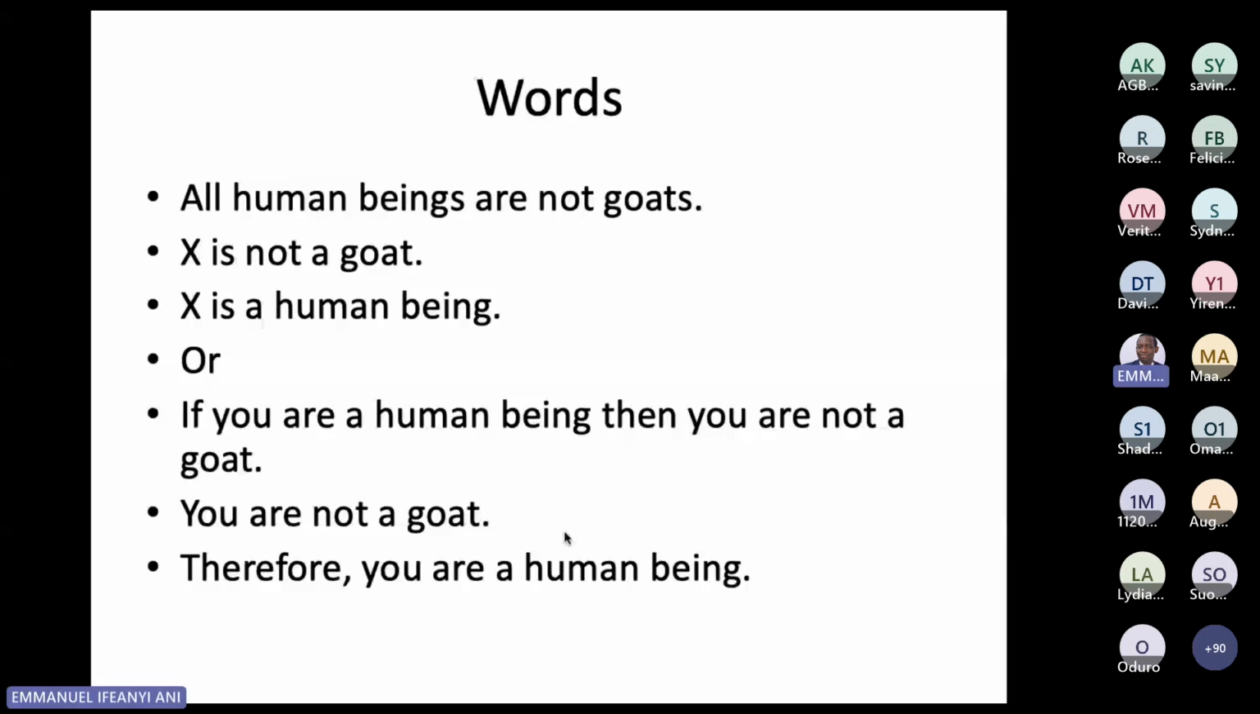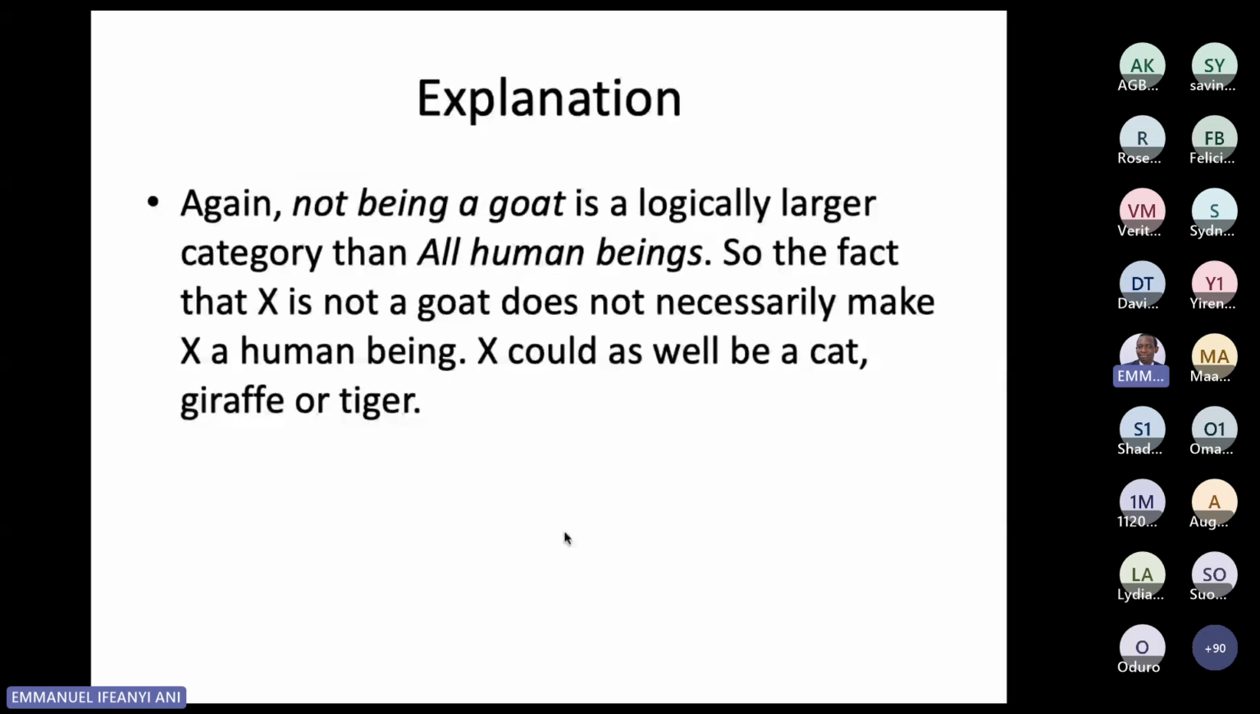So the explanation: not being a goat is a logically larger category than all human beings. Like I told you, the fact that all human beings are not goats doesn't mean that human beings are the only animals that are not goats. So the fact that X is not a goat doesn't necessarily make X a human being. X could as well be a cat, giraffe, or tiger.